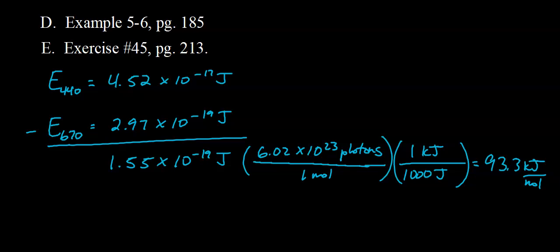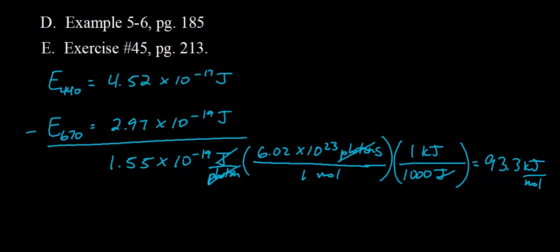Again, the difference between the energy that's absorbed or taken in by the plant and the energy that's given off is the energy that the plant uses for photosynthesis. 1.55 times 10 to the negative 19 joules per photon. I didn't put per photon there, but that's per photon. Take that back. We want those moles still there. And we end up with 93.3 kilojoules of energy per mole of light that the plant then can use for photosynthesis.